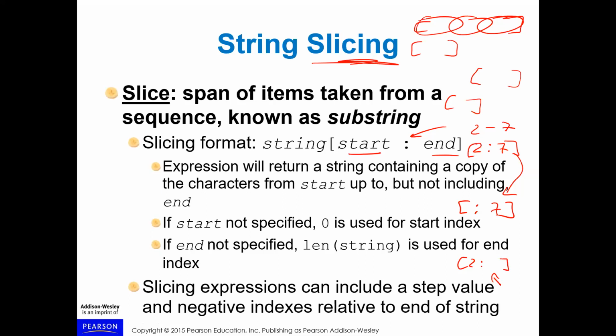Slicing expressions can include a start value and negative indices relative to the end of the string. When you have negative indices, for instance, it just means counting from the last element. If I have -2, it means 2 elements from the end, right? So that's how that works.